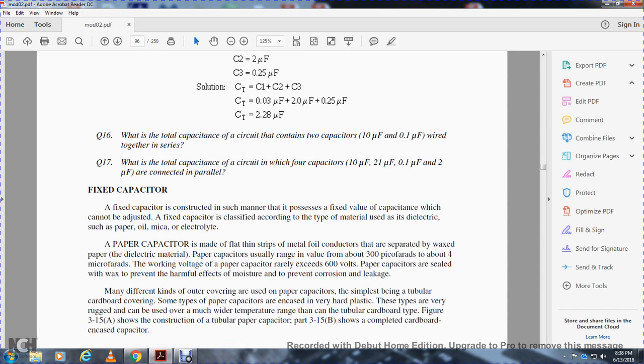Fixed capacitor. A fixed capacitor is constructed in such a manner that the fixed value of its capacitance cannot be adjusted. Fixed capacitors are classified according to the type of material used for the dielectric, such as paper, oil, mica, or electrolyte. A paper capacitor is made with flat, thin strips of metal foil conductors separated by wax and paper. The paper capacitor's range of values is from about 300 picofarads to about 4 microfarads, but the voltage rating rarely exceeds 600 volts. Paper capacitors are sealed with wax to prevent corrosion and leakage.